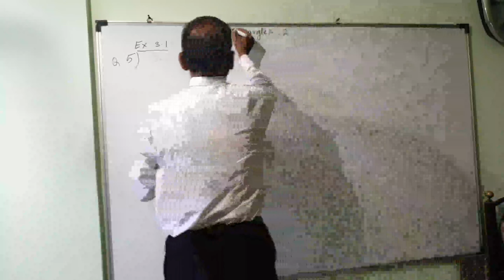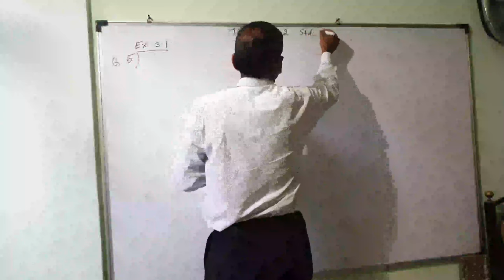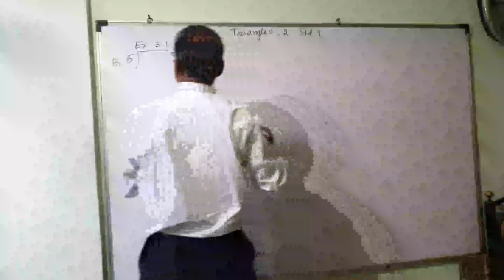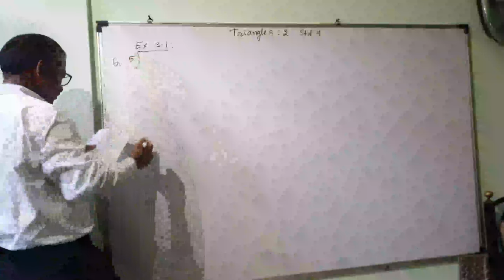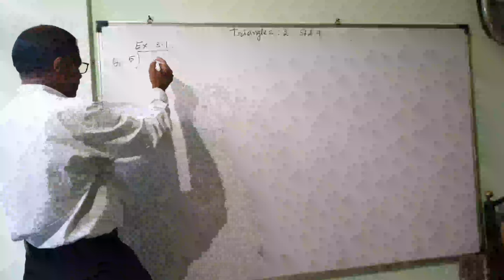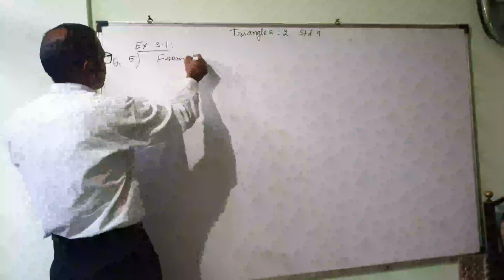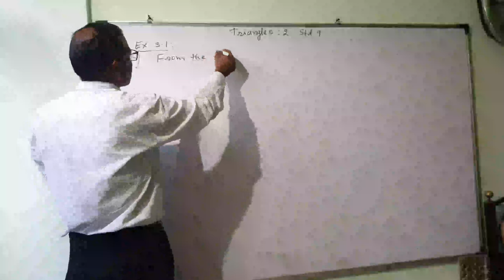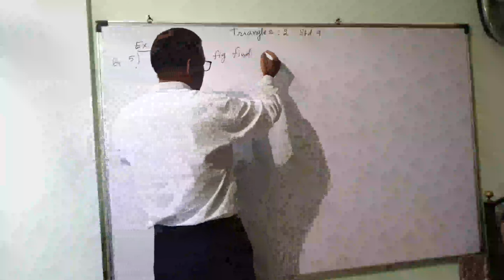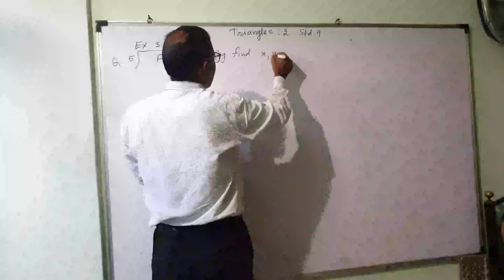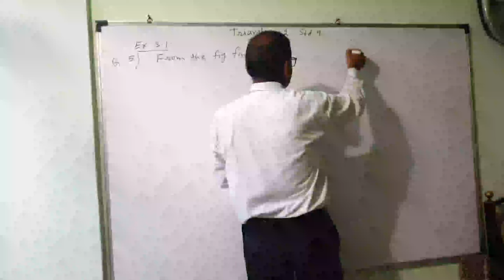We are in triangles. Question number 5 we are doing of exercise 3.1. Find x, y, z from the figure, and the figure is like this.